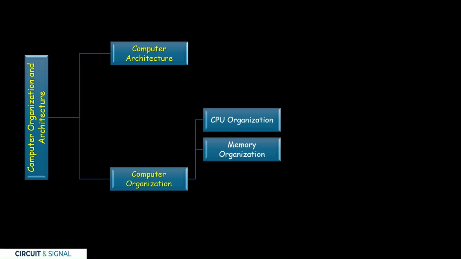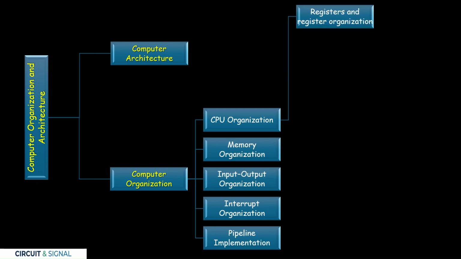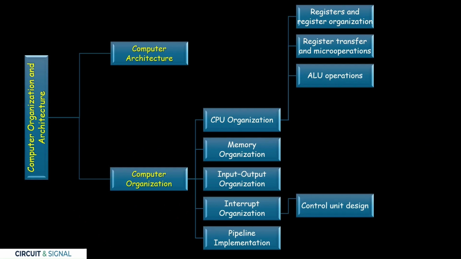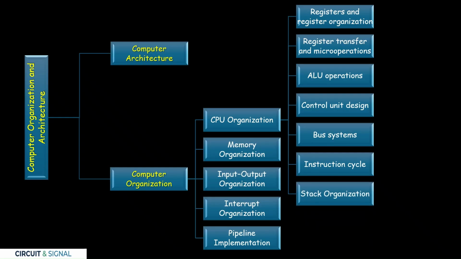In computer organization we will study CPU organization, memory organization, input output organization, interrupt organization and pipeline implementation. In CPU organization we will study registers and register organization, then register transfer and micro operations, then ALU operations, then control unit design, then bus system, then instruction cycle, then stack organization, then general register organization.